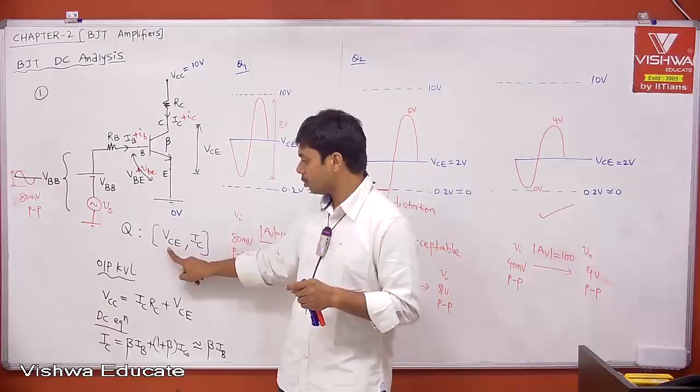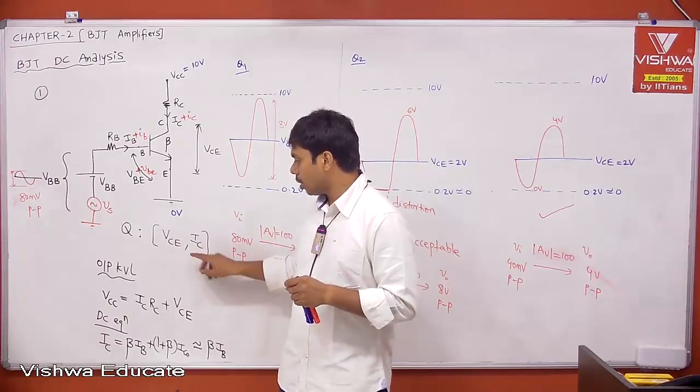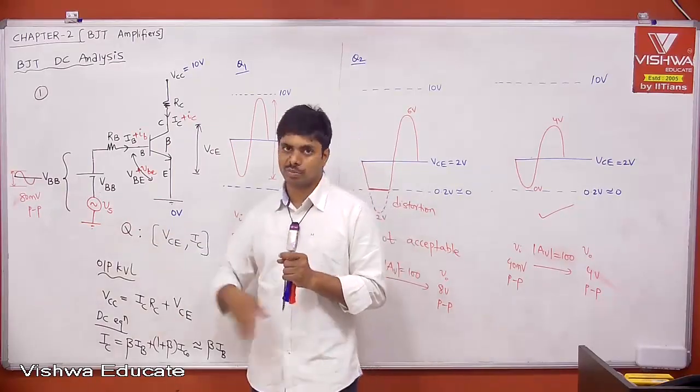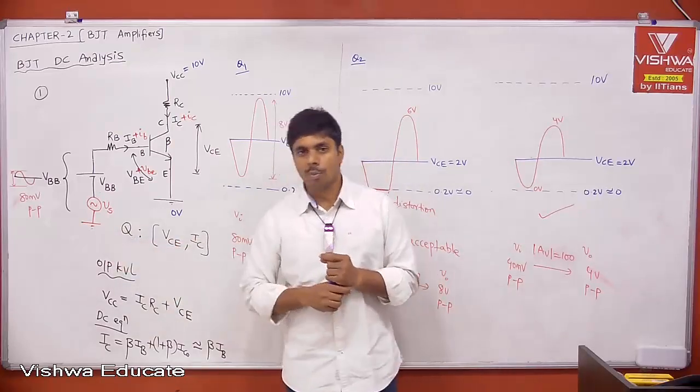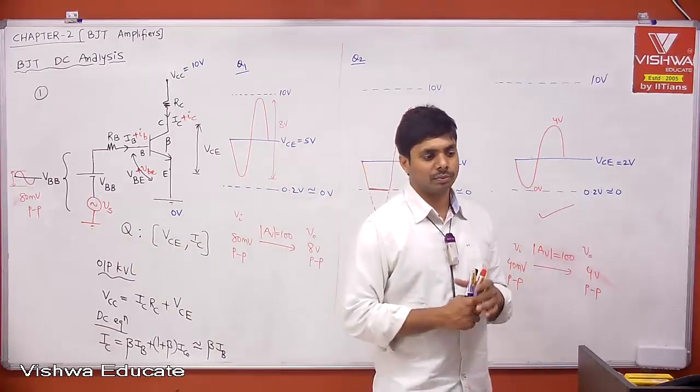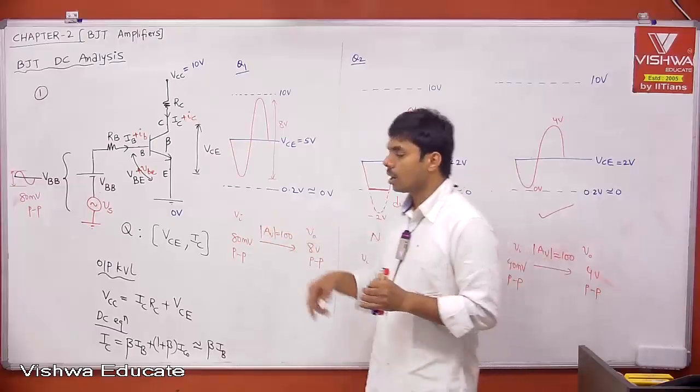Therefore, whatever DC bias voltage you got and DC bias current you got, this is what is called as operating point. That is what I want to explain. Therefore, operating point Q is VCE comma IC.